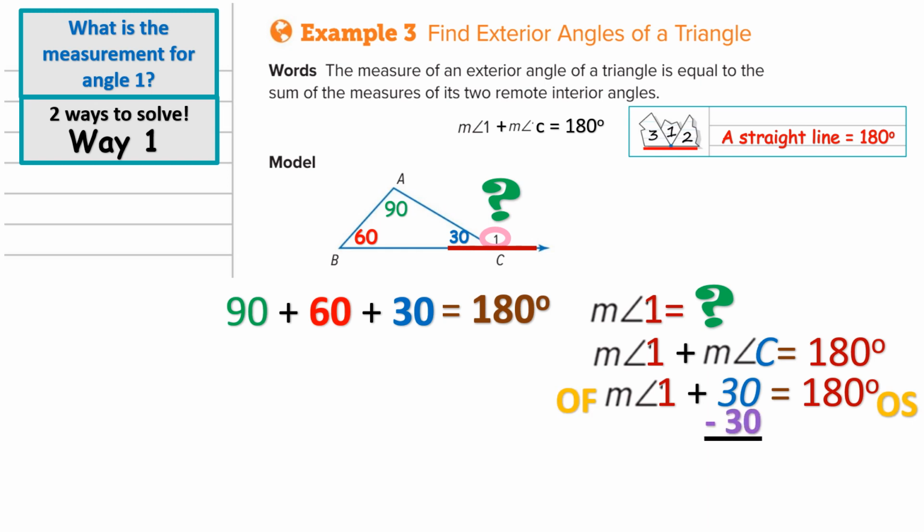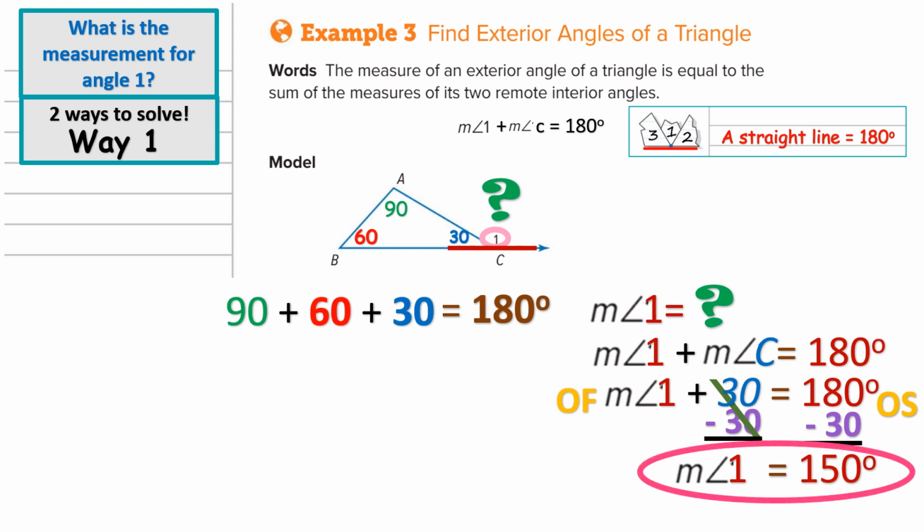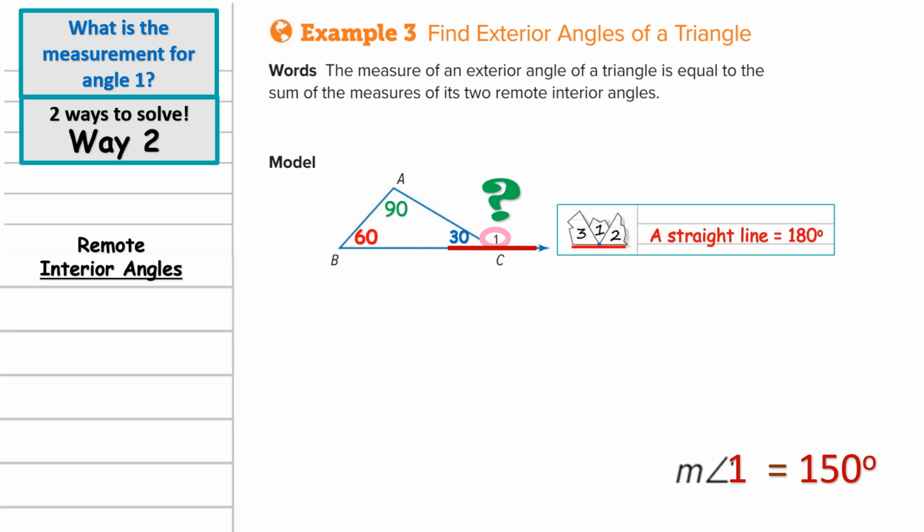So I'm going to subtract 30 to get the measurement of angle 1 by itself. I cancel out my subtraction of 30 and I subtract on the opposite side. Well, 180 minus 30 is 150. So what we're finding is that the measurement for angle 1 is 150 degrees.